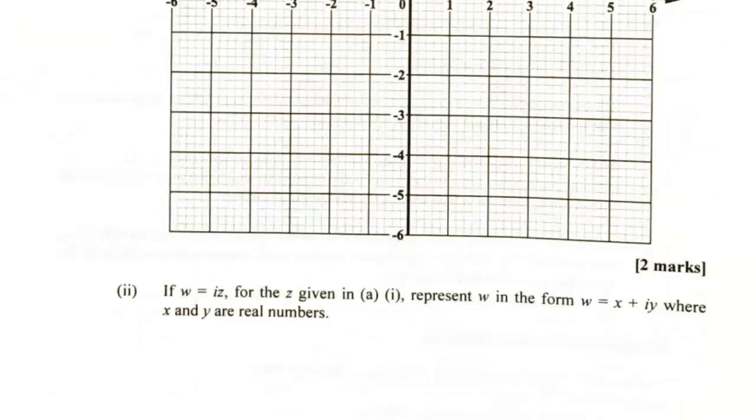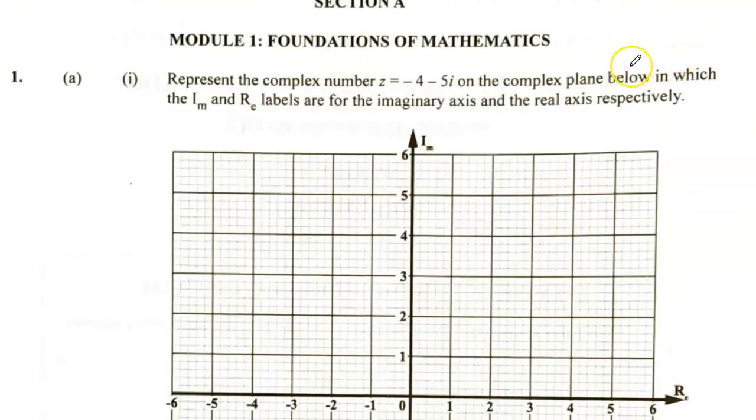So question 1. Represent the complex number z equals minus 4 minus 5i on the complex plane below. We have the imaginary axis here indicated by Im, and a real axis indicated by Re. Notice both the real part and the imaginary part are negative, minus 4 minus 5i, so this would be in the third quadrant.